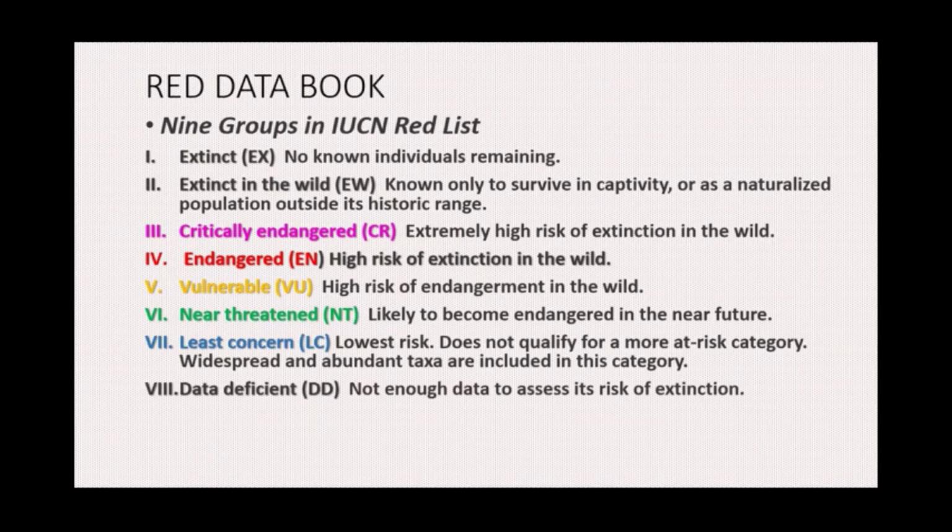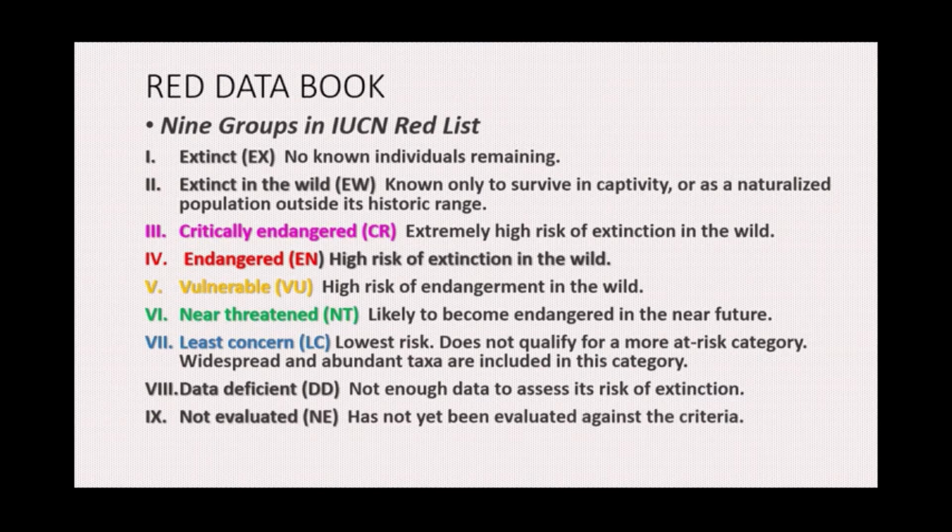Then the eighth group is data deficient. These are the plant groups or animal groups or species of organisms where we don't have enough data to assess their risk of extinction. Then the ninth group is not evaluated. Now these are the plant and animal species which are not yet evaluated against any criteria of the Red Data.